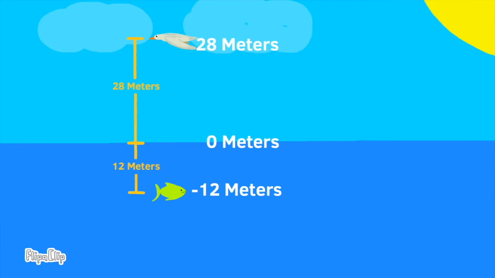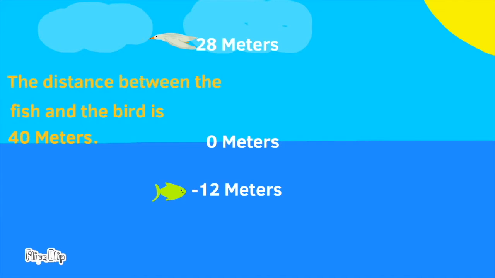So what's the distance between the fish and the bird? To find the distance between the fish and the bird, we would add the absolute values of their elevations, 28 and 12. 28 plus 12 equals 40. The total distance between the fish's elevation and the bird's elevation is 40 meters.